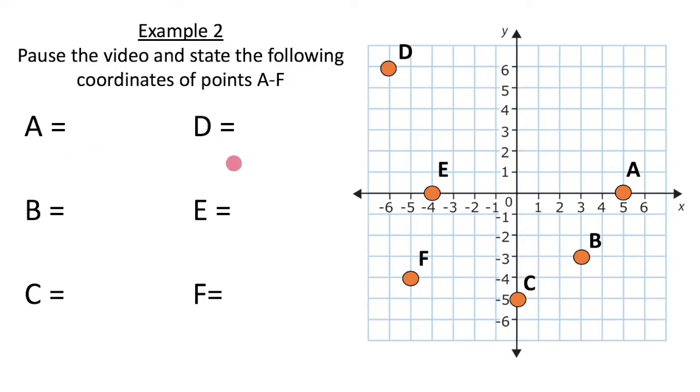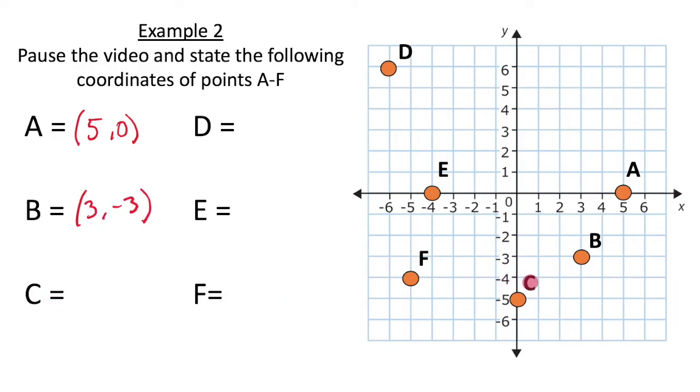So how did you go with this question? Let's now go through it together. So A is going to be 5 and 0. That's because I've come to my 5 on my x-coordinate, but I haven't gone up or down, so it's going to stay at 0. What is B going to be? Well, here I am. First I'm going to look at my x, which is 3. Then I'm going to look at my y, which is negative 3. So it's going to be 3, negative 3.